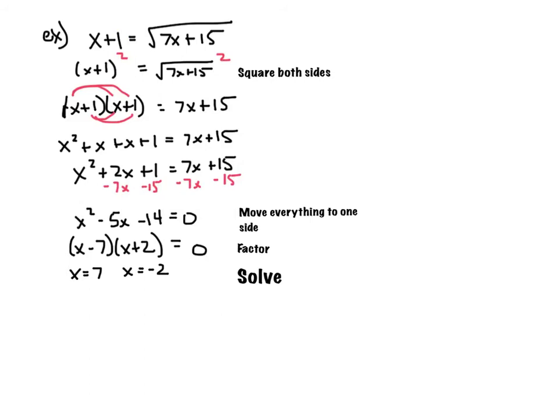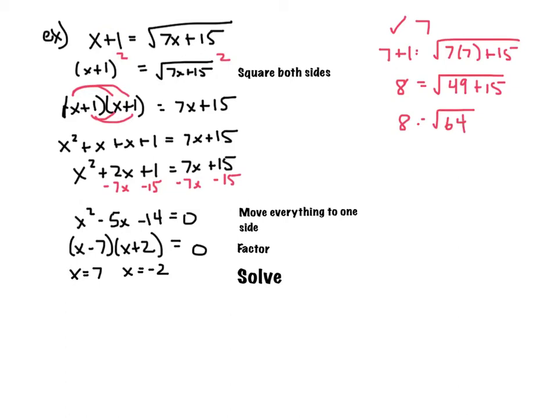Okay, now I can't accept those solutions until I've checked both of them. So let's go through that. First we'll check 7 by plugging it in. So we have 7 plus 1 is equal to the square root of 7 times 7 plus 15. So 8 equals the square root of 49 plus 15. Well, 49 plus 15 is 64, and 8 is equal to the square root of 64. So this one works.